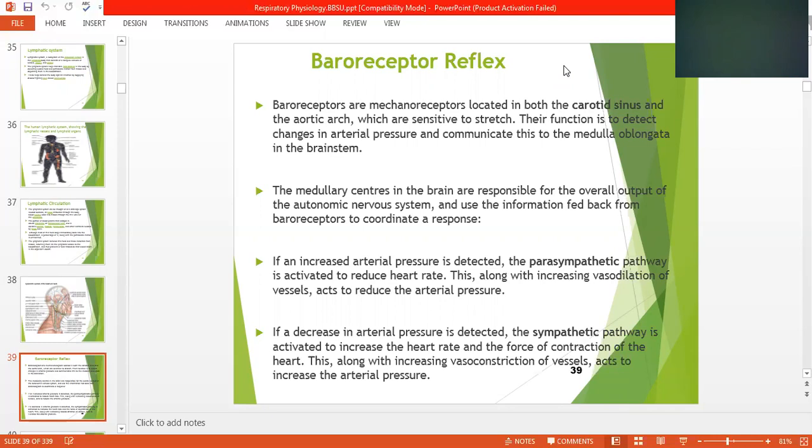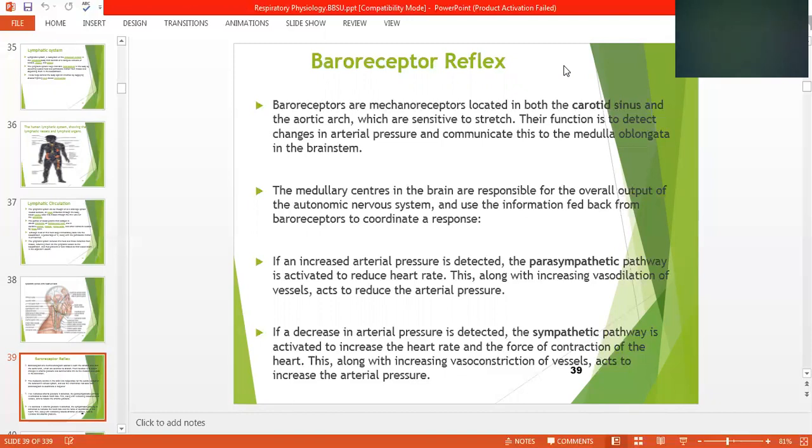Their function is to detect changes in the arterial pressure and communicate this to the medulla oblongata in the brain. It means when there is a higher pressure on the aorta, at the aortic arch where baroreceptors are present, it will inform the medulla oblongata there is an increase in blood pressure, and from the medulla oblongata a nerve comes out which is known as the vagus nerve, the 10th cranial nerve. That 10th cranial nerve will control the blood pressure, and it acts as a parasympathetic autonomic nervous system nerve.